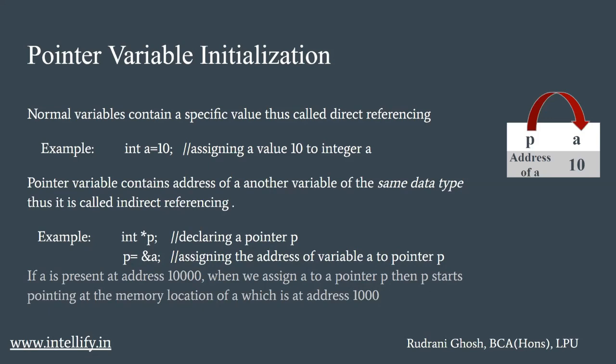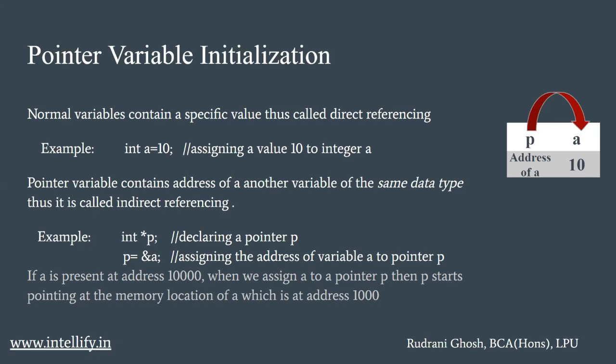See, normal variables are called direct referencing because we are directly accessing them. If we write cout a, after declaring int a is equal to 10, तो हमें directly a का value मिल जाएगा, that is 10. But अगर हमें एक pointer के through a को access करना हो, so we have a different process. That is why we call pointers as indirect referencing. हम indirectly pointers से a को refer करते हैं.